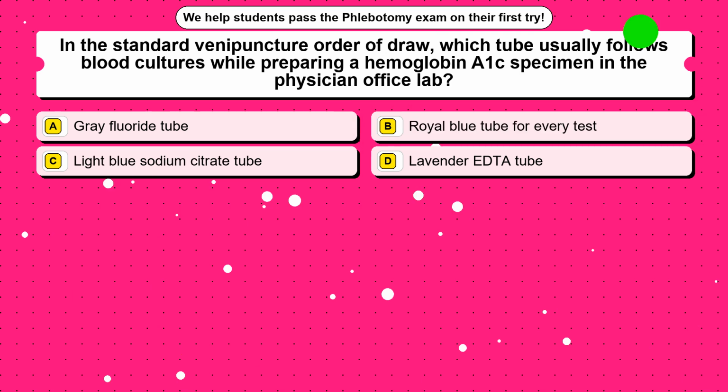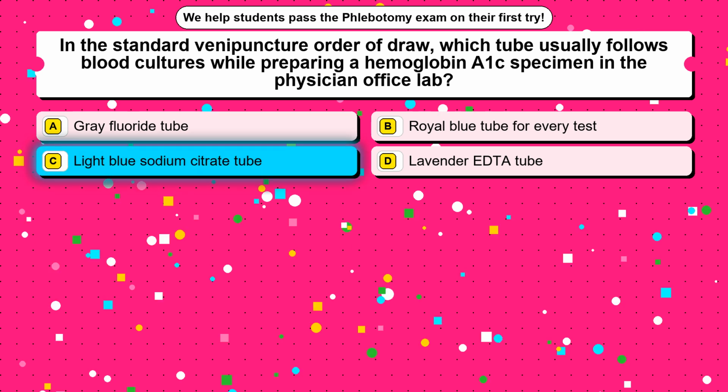Question 20. In the standard venipuncture order of draw, which tube usually follows blood cultures while preparing a hemoglobin A1C specimen in the physician office lab? Option A. Gray fluoride tube. Option B. Royal blue tube for every test. Option C. Light blue sodium citrate tube. Option D. Lavender EDTA tube.